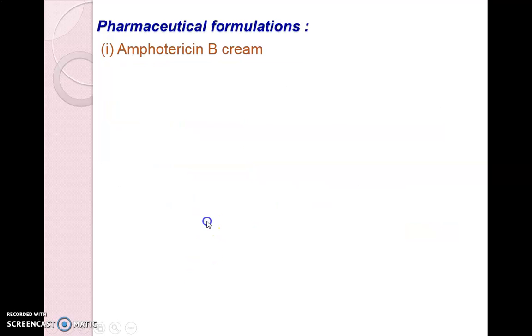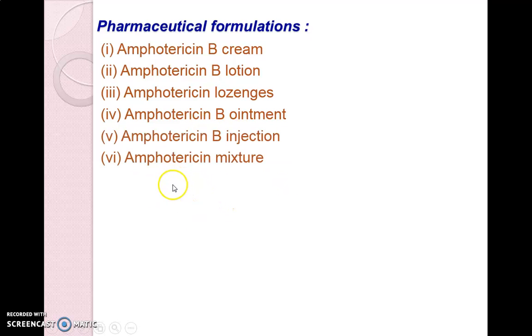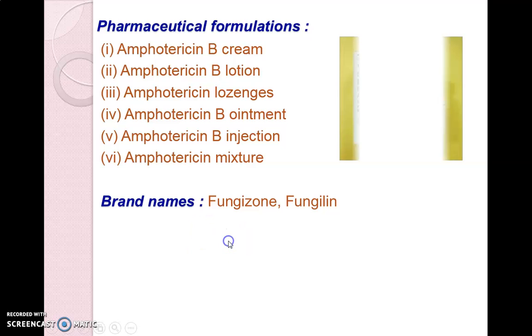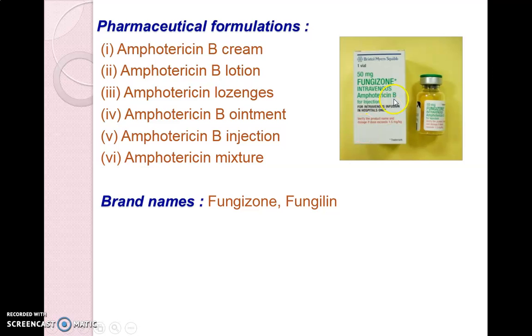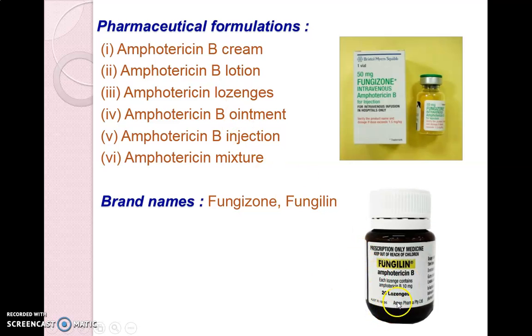Next, the amphotericin B formulations include amphotericin B cream, lotion, lozenges, ointment, injection, and mixture, and the brands include Fungizone and Fungilin. Fungizone is actually for injection, amphotericin B injection, and Fungilin is available in the form of lozenges, the bottle which has the lozenges packed in it. So Fungizone and Fungilin are the brands for amphotericin B.